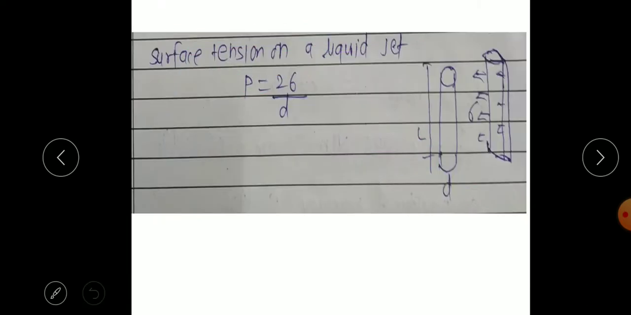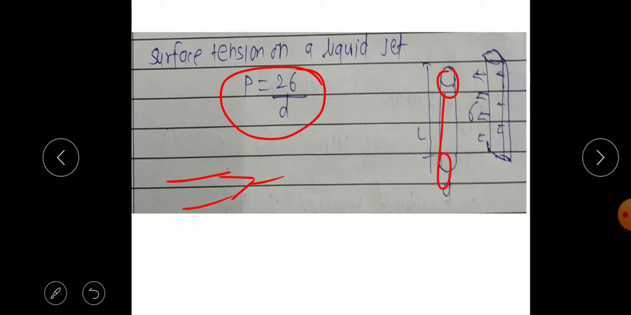And for liquid jets, the jets coming from the nozzles, the relation will be 2 sigma by D. This liquid jet of length L, we assume it as a cylindrical shape. The surface is formed because of that liquid, and that surface acts as a membrane under tension. So this is 2 sigma by D. P is equal to 2 sigma by D for liquid jet. So we take one numerical on this.